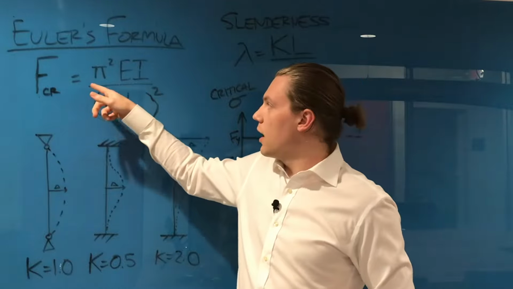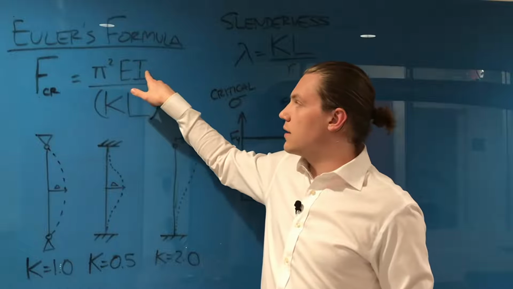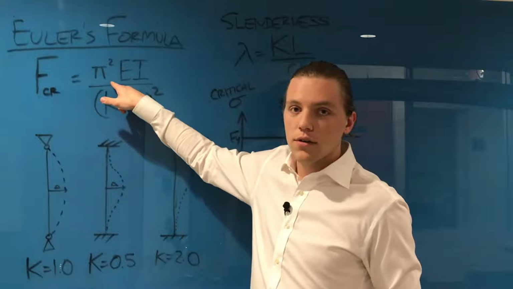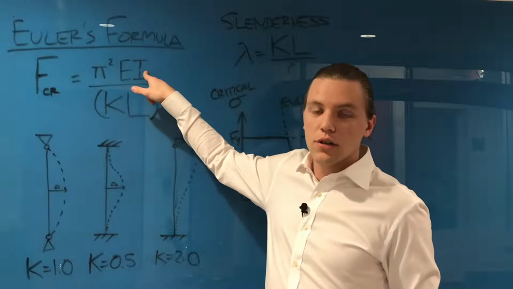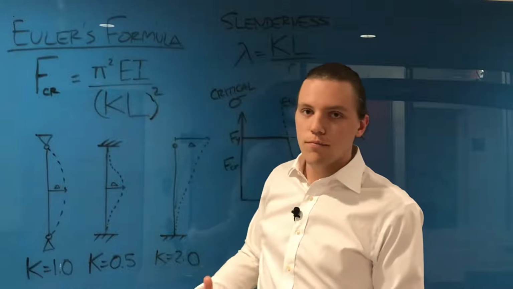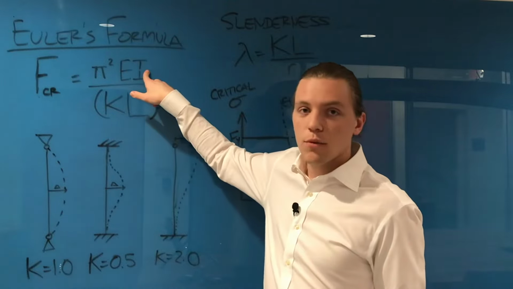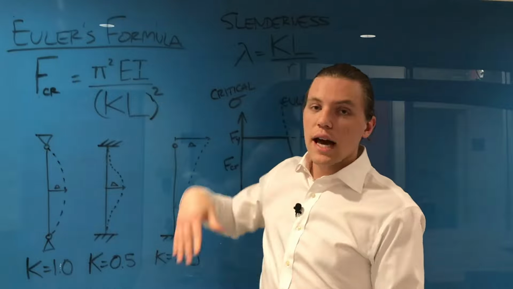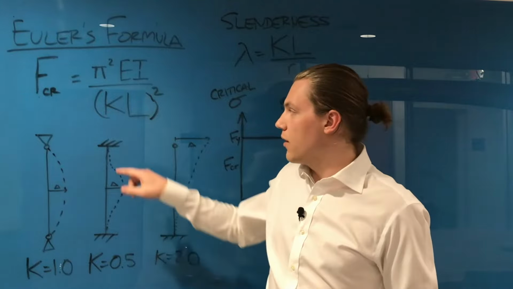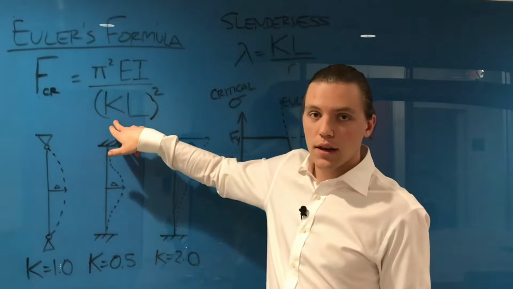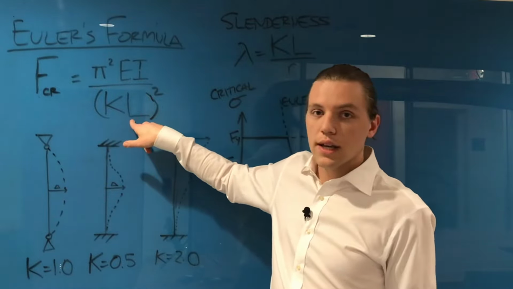If we go through the terms here, pi is constant. E depends on the material that you're using, and I depends on the actual section of your member. Whatever the W shape or whatever the shape is, it's going to have a specific moment of inertia about the axis that's going to be analyzed for buckling. And if you come down here, we have K. We'll talk about that in a second. And then we have L. L is going to be the unbraced length of the member.